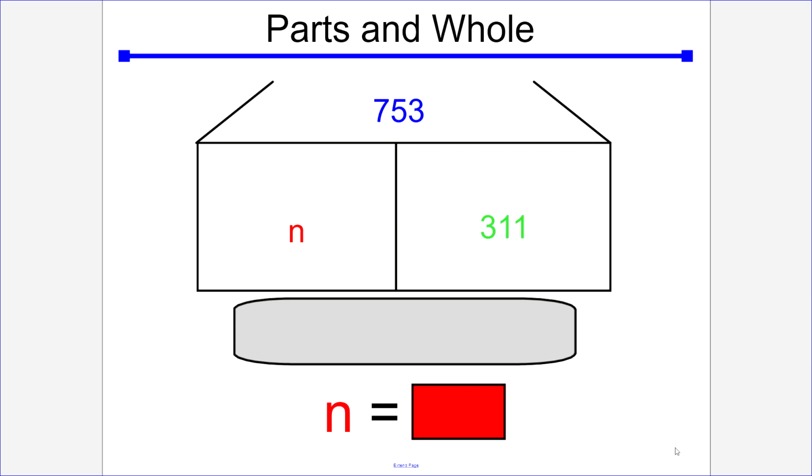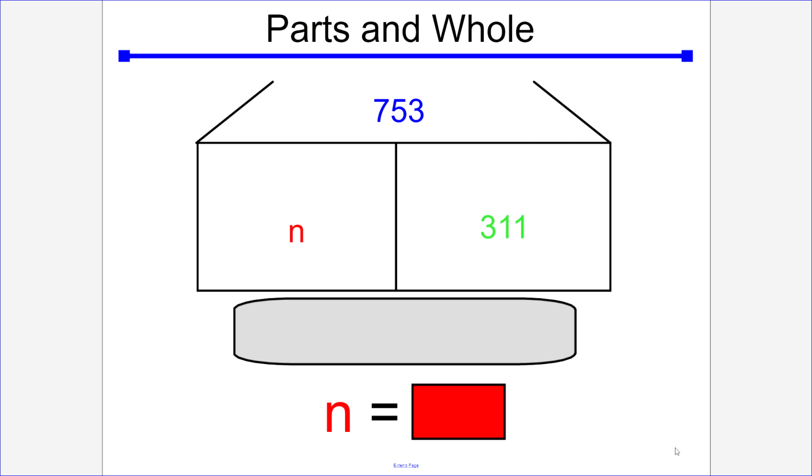Here you can see in this bar diagram that my whole is 753 and one of the parts is 311. I want you to think in your brain, what piece of information is missing? Is the whole the unknown or is one of the parts the unknown? Yes, in this bar diagram, we do not know one of the parts. One of the parts is unknown. When a part is unknown, do we add or subtract to find the unknown part?